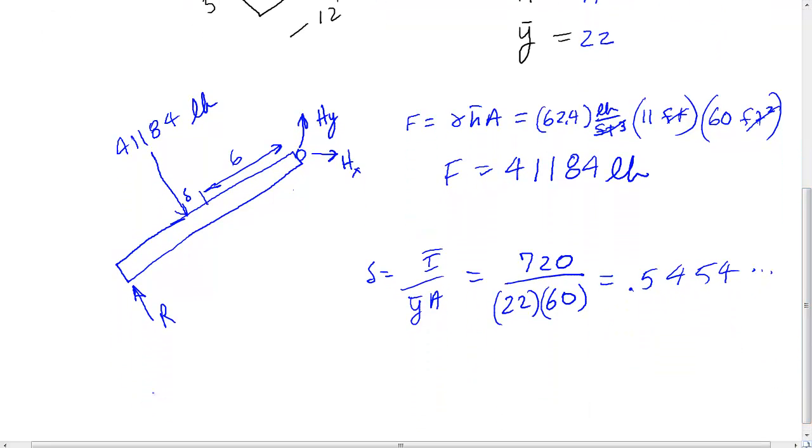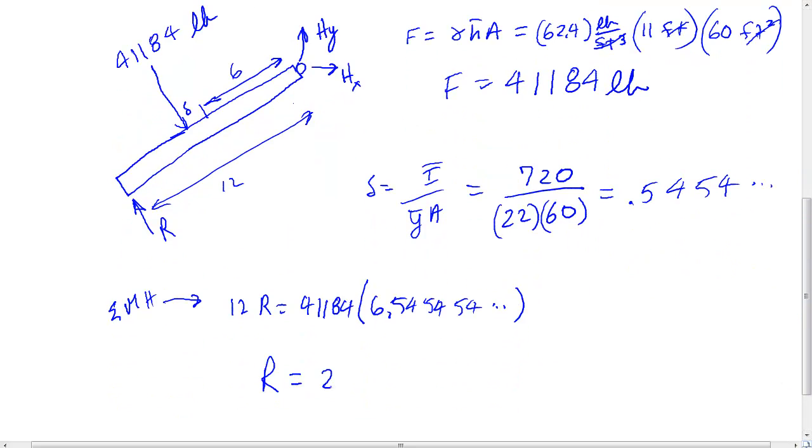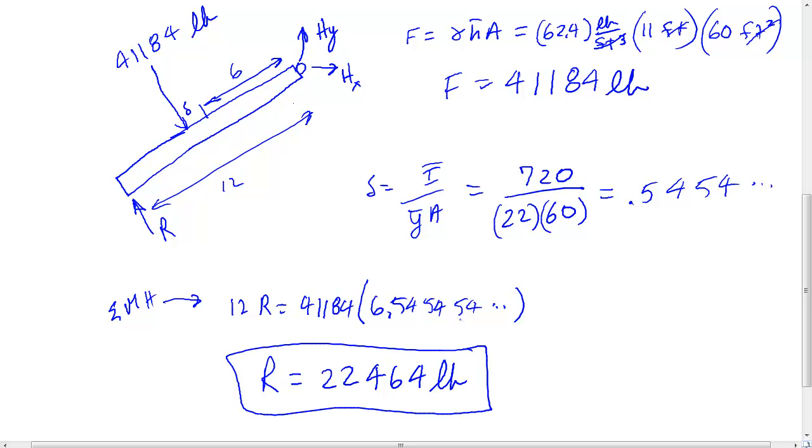So at this point, we have to remember this is 12. So I'm summing moments about the hinge. I get 12 times R is equal to 41,184 times 6.5454, on and on. I get approximately 22,464 pounds. Now, you have the ammunition to actually solve this another way.